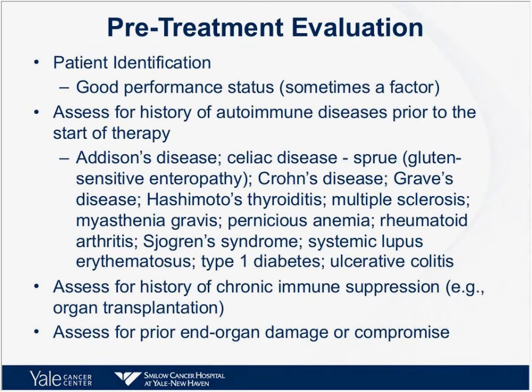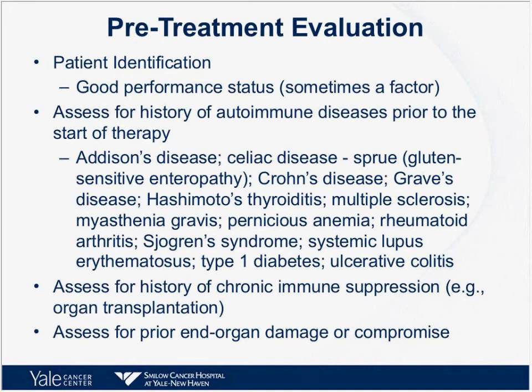So one of the first things to consider when a patient is going to be started on a checkpoint inhibitor is a thorough pre-treatment evaluation. In general, identifying a patient who would be appropriate to start might include patients with a good performance status in some cases. So in some of the approvals, this does come into play, while it's either a certain disease state or dependent on the line of therapy in which the checkpoint inhibitor is going to be utilized. It is important to assess patients for a history of autoimmune diseases prior to the start of therapy, and we've listed several of those here for you to look at.